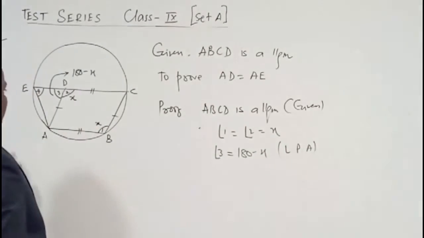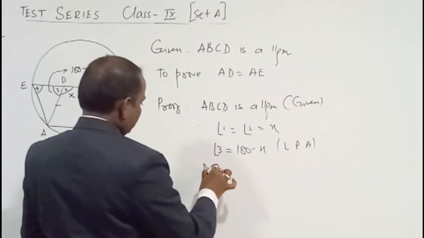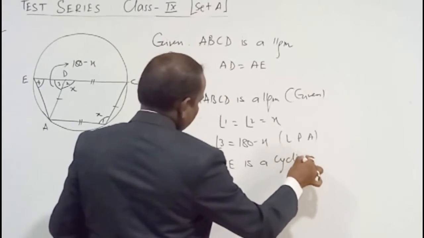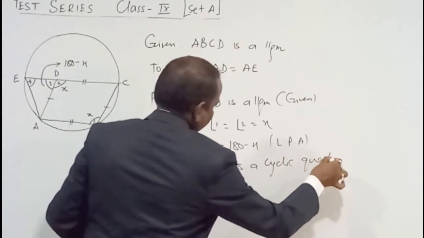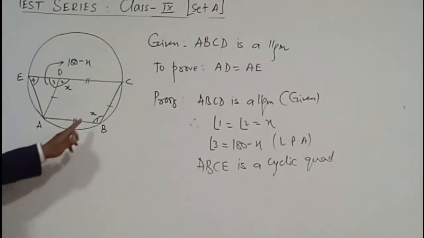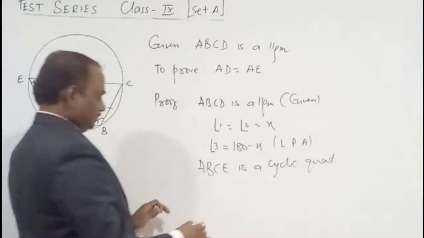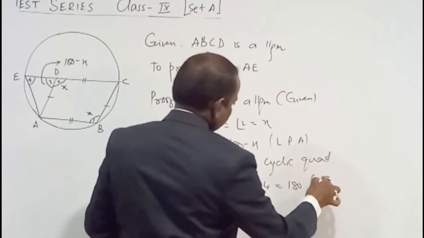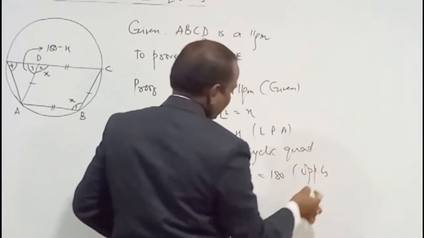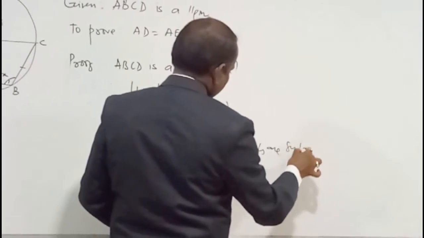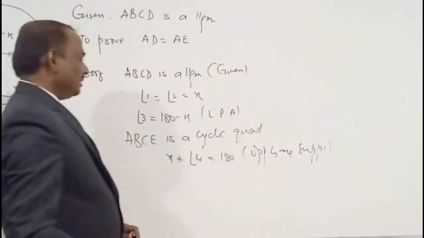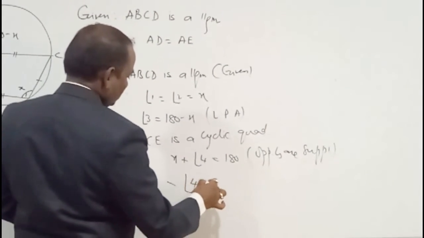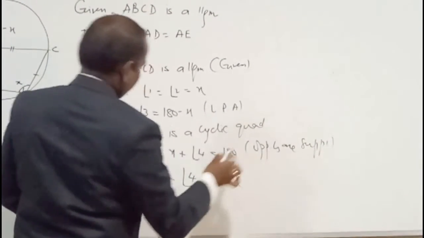And now ABCE is a cyclic quadrilateral, which is again given to us. So I can say that angle 1 plus angle 4 is 180. So I can say x plus angle 4 is 180 because opposite angles are supplementary. Obviously cyclic quadrilateral है तभी ये हो रहा है. Therefore angle 4 is 180 minus x.